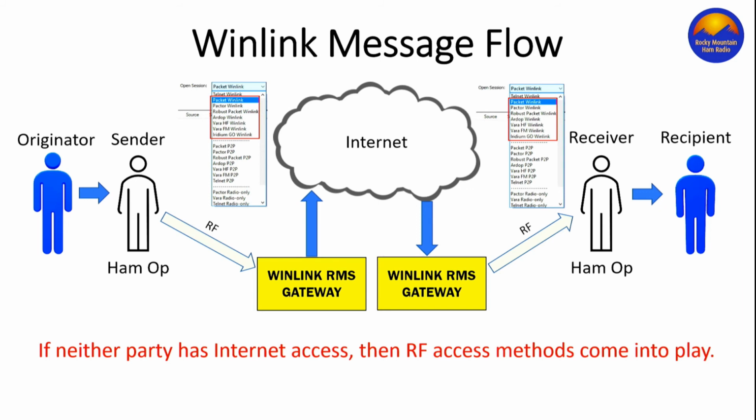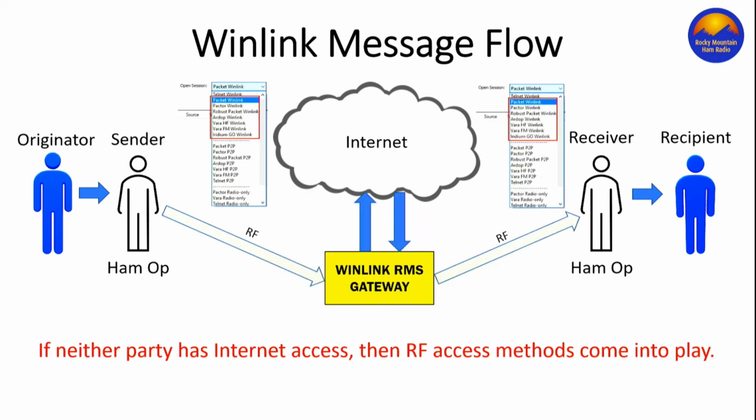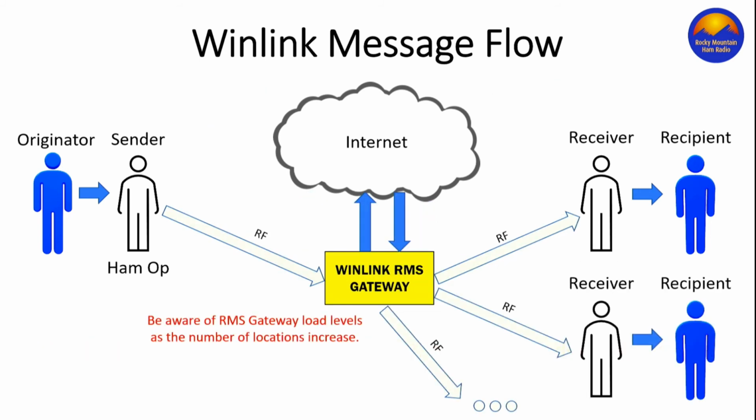You could both be doing RF, which is a very common situation, and you're both going through two different Winlink gateways, because you might be here, say you were in Colorado, and you're communicating with somebody in New York or California. You're going through a local RMS gateway, they're going through their local RMS gateway, and those two gateways combine together at that CMS server out there on the internet. Same thing in that situation.